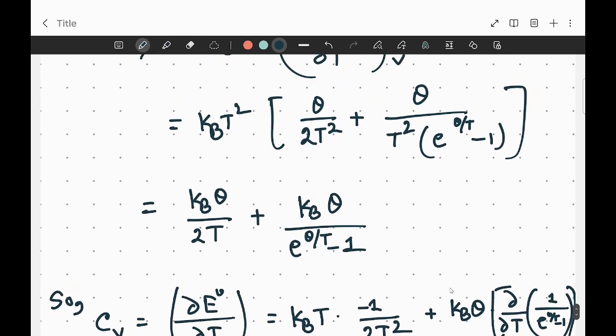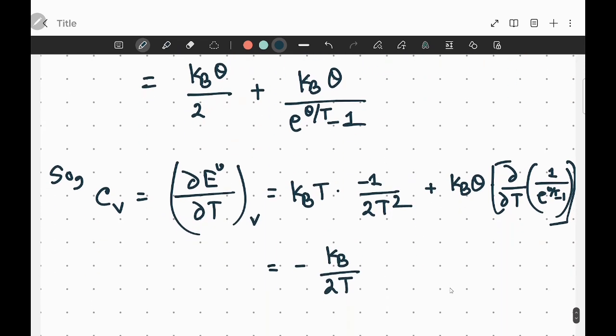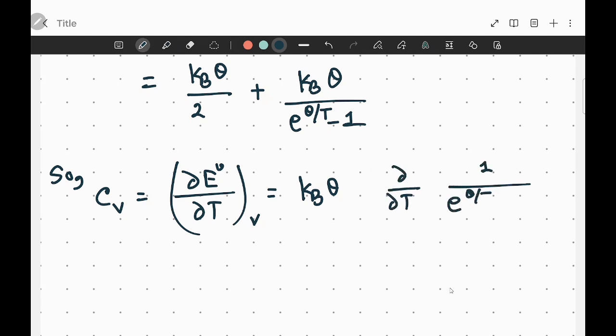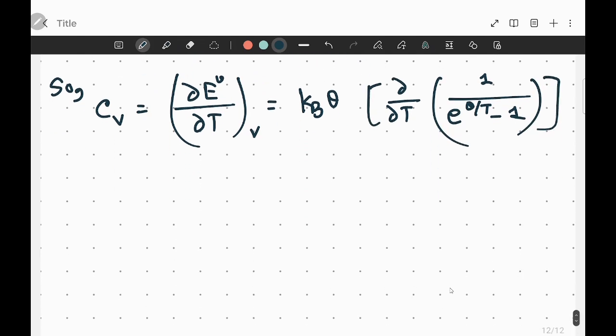One minute. Oh, no. Here temperature will be there, t square will be cancelled out. Sorry. So in the first term there is no temperature, so this is 0. And only from the second term we will have the temperature, and that will be del by del t of 1 by e to the power theta by t minus 1, times kb theta, and we have to take the derivative here again.